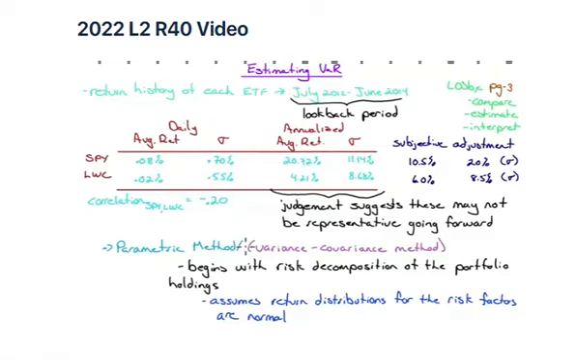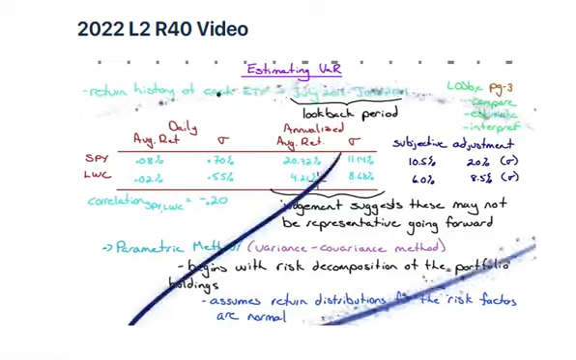So let's look at this parametric method. Again, it begins with risk decomposition of the portfolio holdings. We did that. We saw that we chose them in such a way that it would be easy. The parametric method assumes the return distributions for the risk factors are normal. It assumes that they are normal, otherwise we wouldn't be using things like expected return and standard deviation, right?